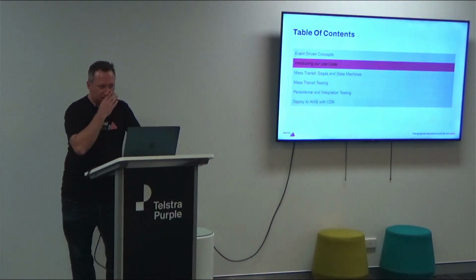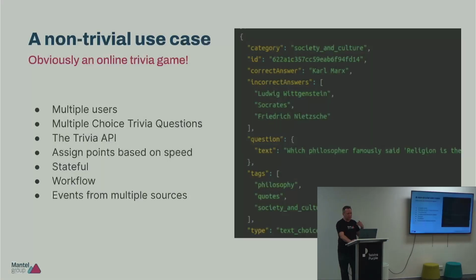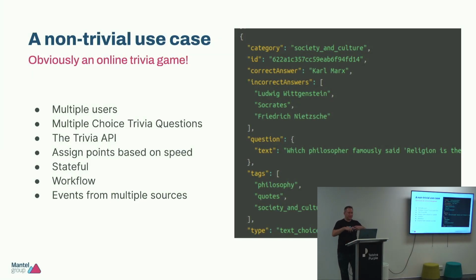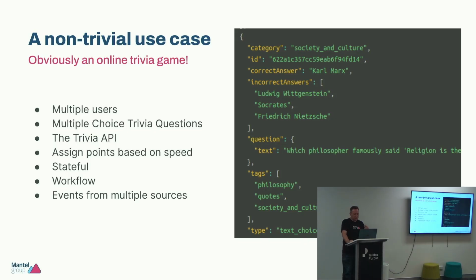Okay, so we've introduced a few core concepts on architecture and state machines. So let's look at a use case. I wanted a non-trivial use case of something that's fun to build, and obviously it would be great if I had a fully working game where we can all get our phones out and play. I didn't have time to do that, but I built the back end for it. So my non-trivial use case is an online trivia game. We need to support multiple users. There's going to be multiple choice trivia questions that we play together in a game. We're going to use the Trivia API, which is a free online resource that will give us questions.